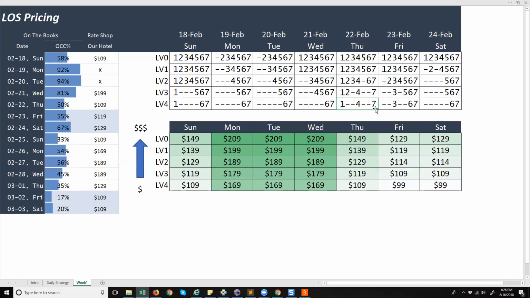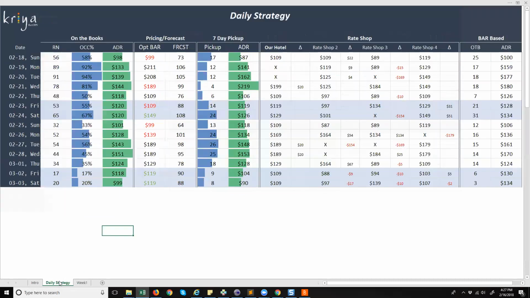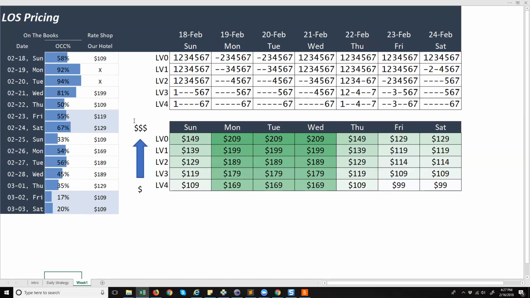My logic there is we don't want to take 2 and 3-nighters because right now that weekend is actually not looking too bad. We especially don't want to take 3-nighters there because remember the Saturday, if we flip back here, the Saturday is forecasting 108 rooms. So it's forecasting above a sellout, and we want to guard that. We do want to try to get a little bit of a rate premium for that Saturday night. So that's why for LV4, I'm not allowing 2 or 3 night stays over that weekend.